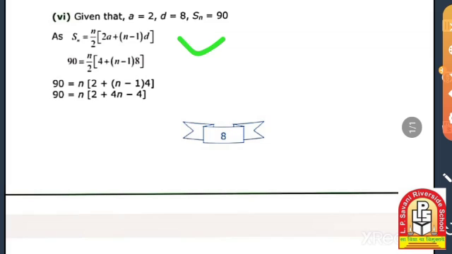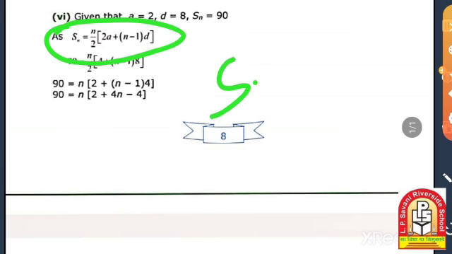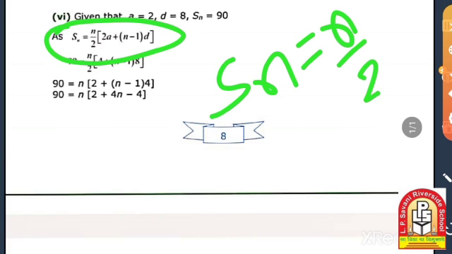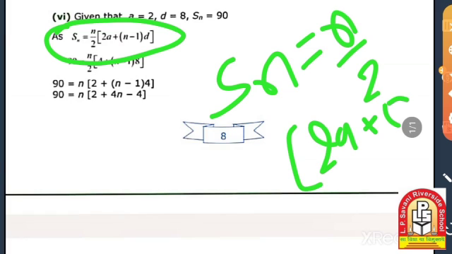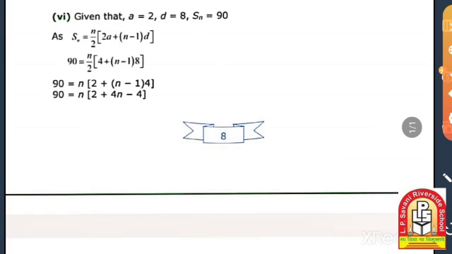So given A is equal to 2, D is equal to 8 and Sn is equal to 90. So Sn is equal to n by 2 in the bracket 2a plus n minus 1 into D. Here we have to find the value of n from the equation. The summation formula is Sn is equal to n by 2 in the bracket 2a plus n minus 1 into D.